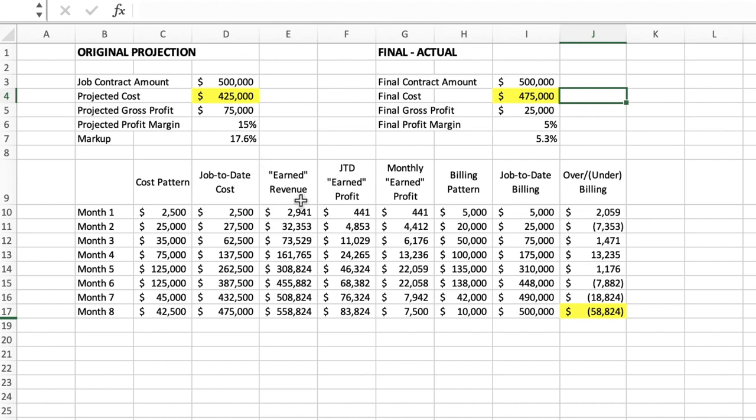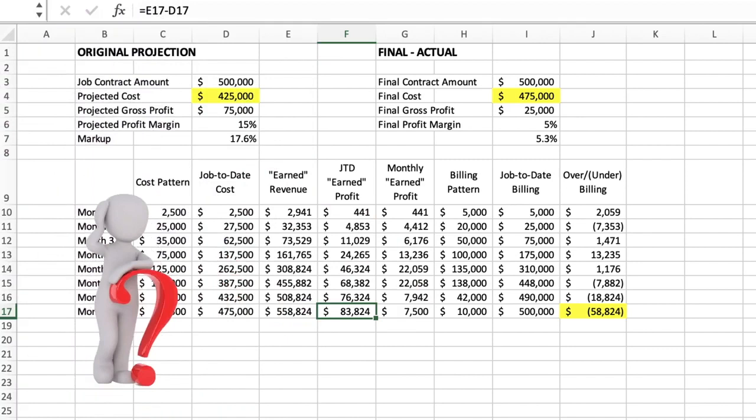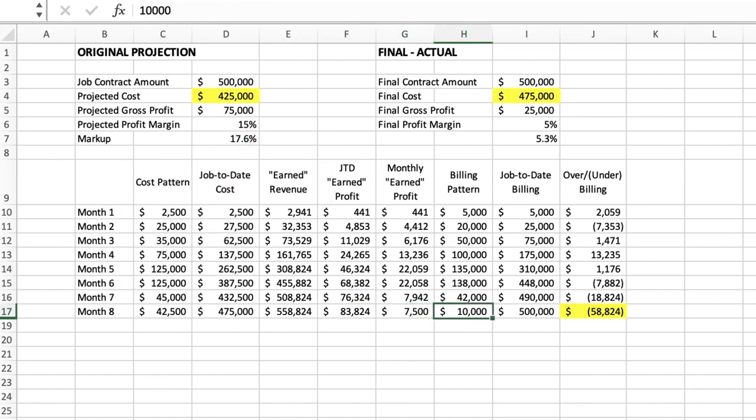Now, as we move along from month 1, month 2, month 3, our job to date earned profit was based on the original projection. Then we get down to month 8. It looks like our job to date profit is $83,824, but that's not quite right. You come over here, we have an underbilling of $58,824. This is because there are some costs that have been accumulating that we cannot bill for.